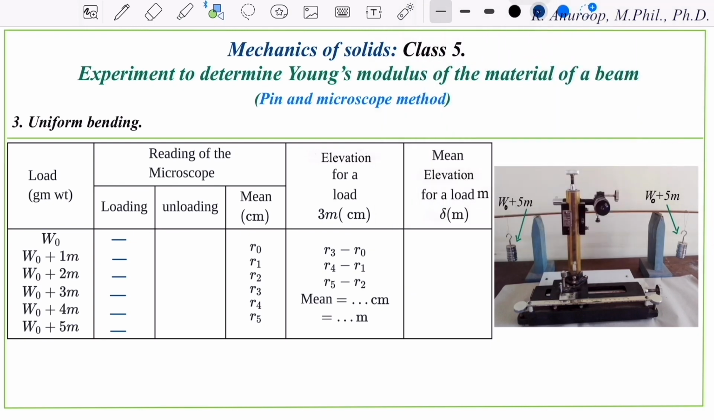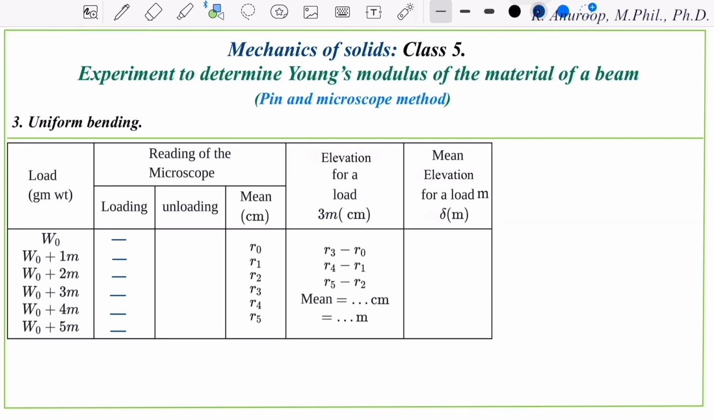Now let us unload the weight. To take the reading, first write the same reading for W0 plus 5m in the unloading column. Then the weights are removed in each step, and the readings of the traveling microscope are again noted. So we have loading and unloading readings. Now take the mean value of loading and unloading.